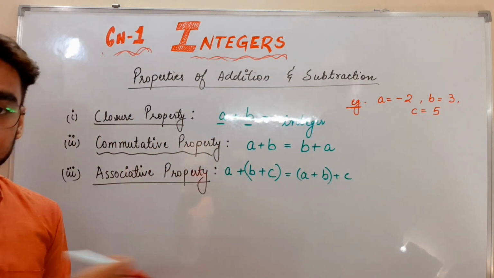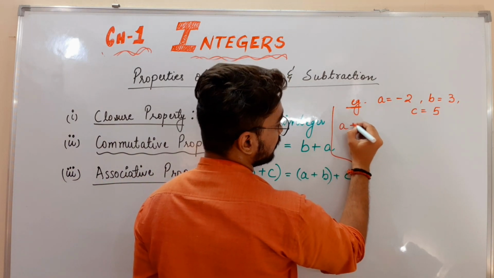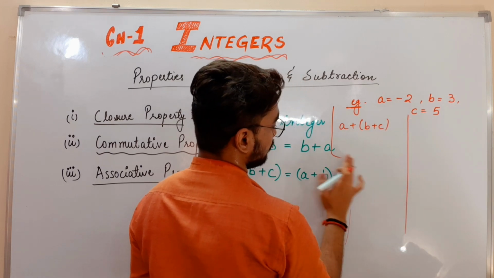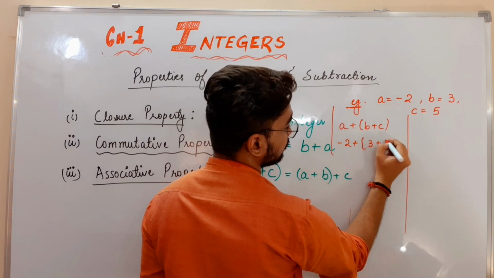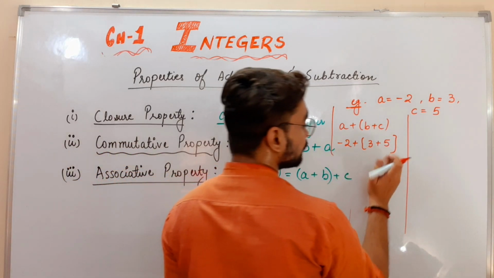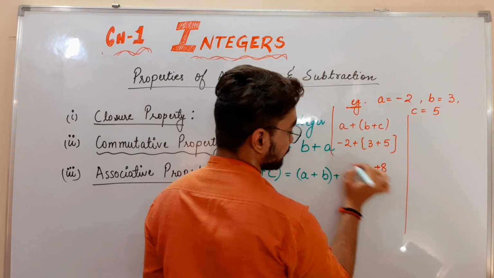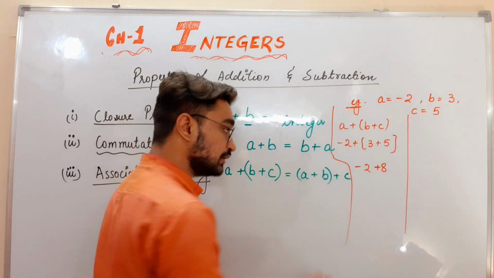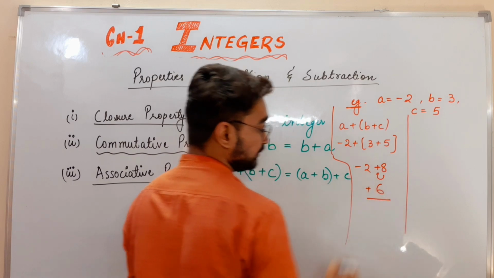Okay, now let's check. First, a plus (b plus c). Minus 2 plus (3 plus 5). The bracket indicates that I want to add 3 plus 5 first. 3 plus 5 is 8. Whatever is here will come as it is. Plus minus 2. Minus 2 and plus 8: 8 minus 2 is 6. Which number is bigger? 8 is bigger. What is the symbol before 8? Plus. So this 6 will be a positive 6.